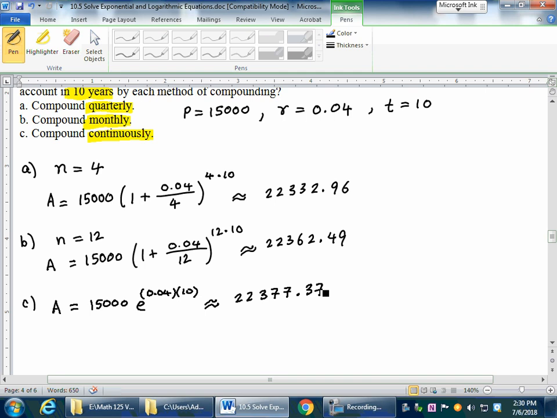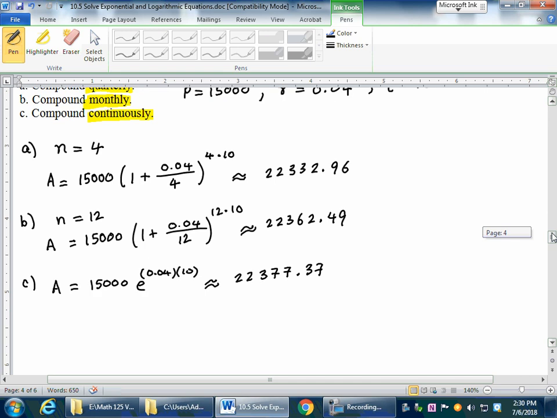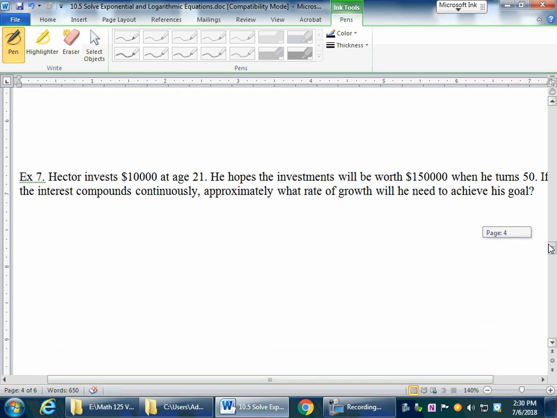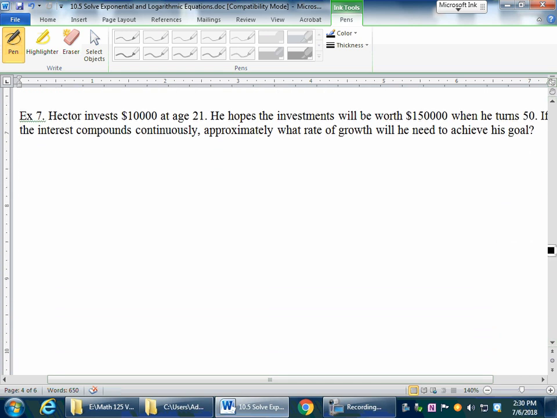So the formula is a must that we need to remember and then plug it into the formula correctly. Right? So let's take a look at the next example. In this example, it said that Hector invested 10,000. So we know the principal. At age 21, he hopes that investment will be grown to 150,000. So that's our final amount that we want.